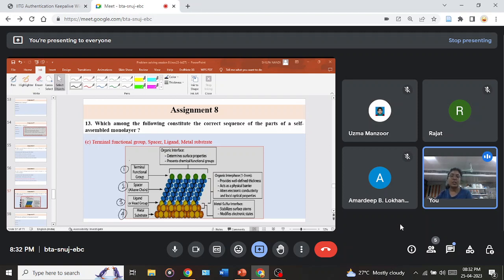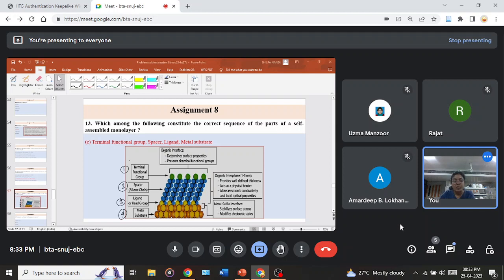As the question asked, you have to tell which among the following constitutes the correct sequence of the parts of a self-assembled monolayer. It didn't just say to tell which of these options are the correct parts of the SAMs, but the correct sequence also. The options could have been in reverse, like from bottom to top also.